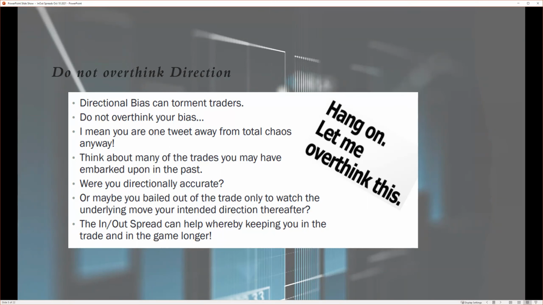Or maybe you bail out on a trade only to watch it later go in your direction, the day after or minutes after you sell it, right? So what the in-and-out spreads help with is that they keep you in a trade longer, because you already have a limited risk and you already have a defined probability of achieving the profit that you're looking for. It takes all the emotions away and you just let it work, right?